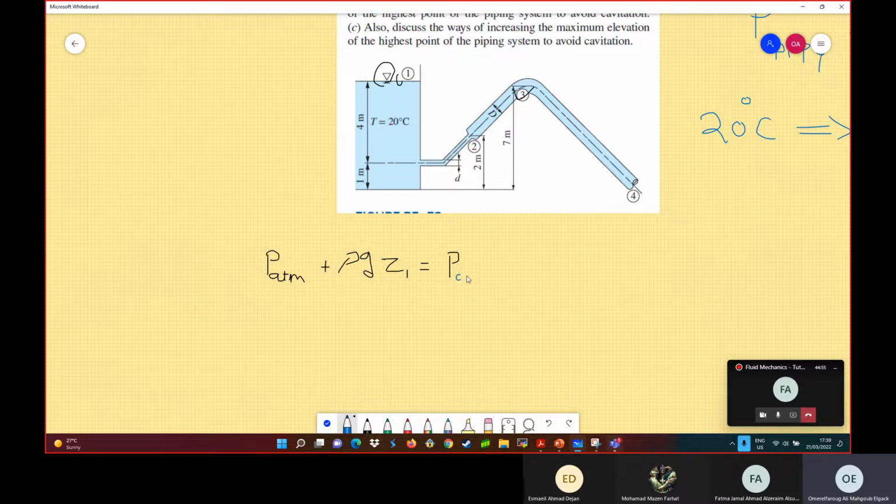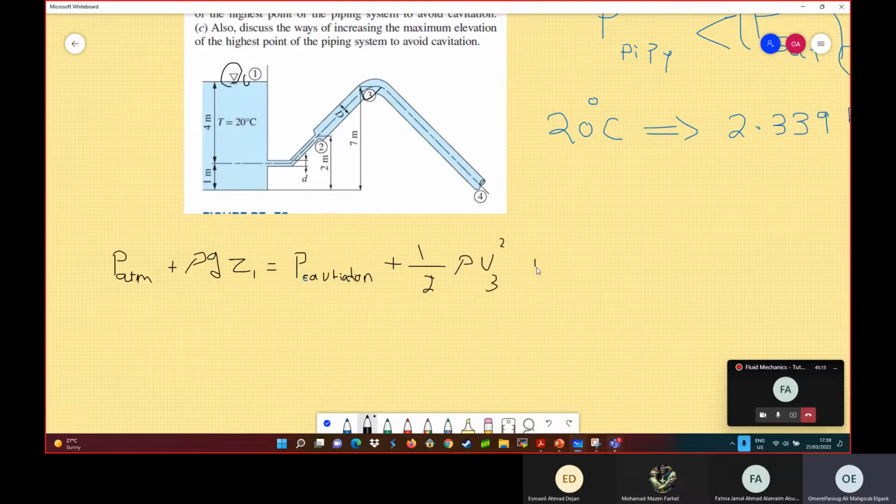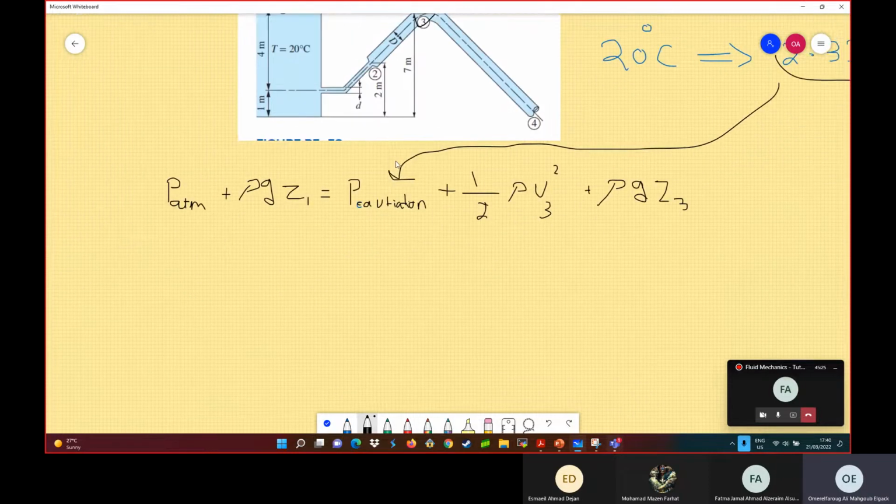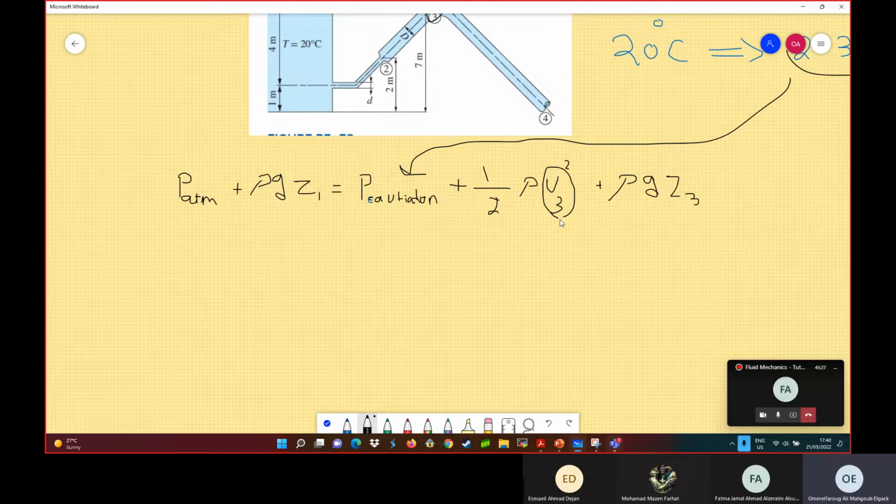P cavitation at point 3, plus half rho V3 squared, plus rho g Z3. Now substitute this value, assuming that cavitation will happen at point 3, and calculate the velocity.